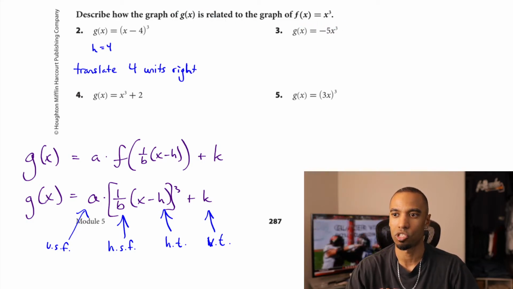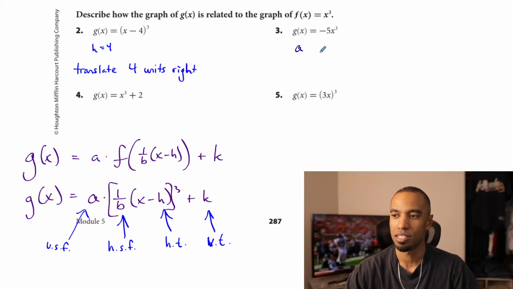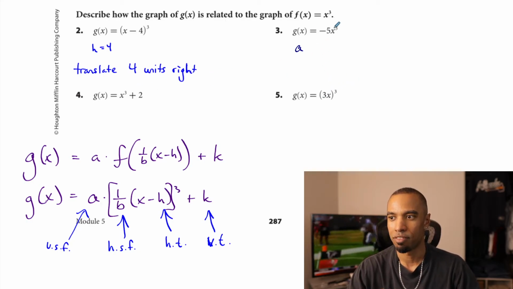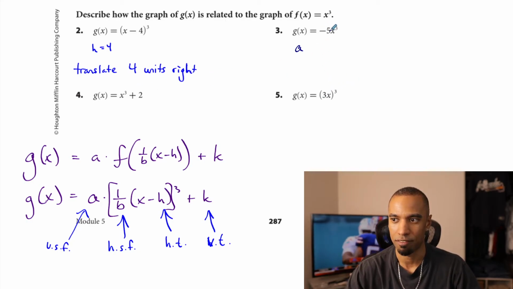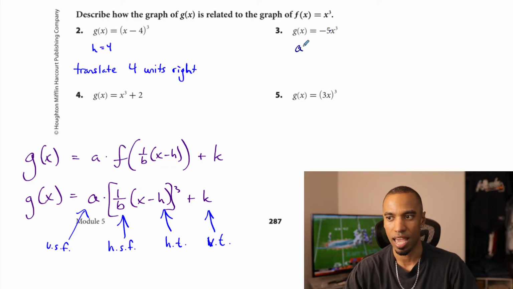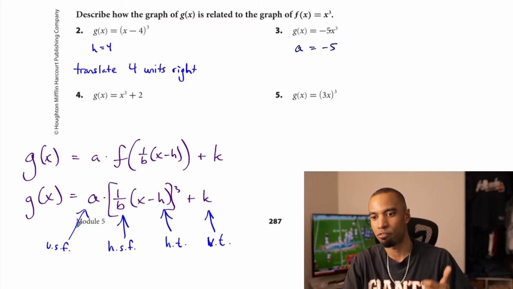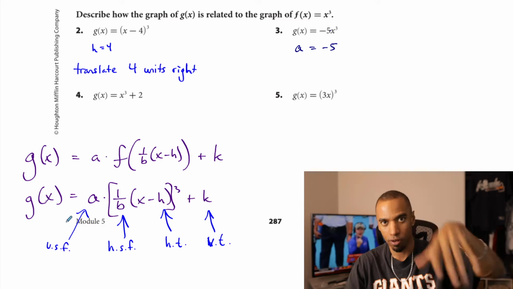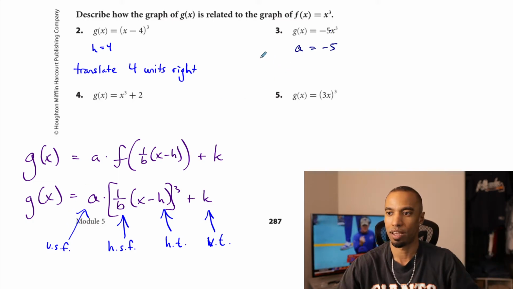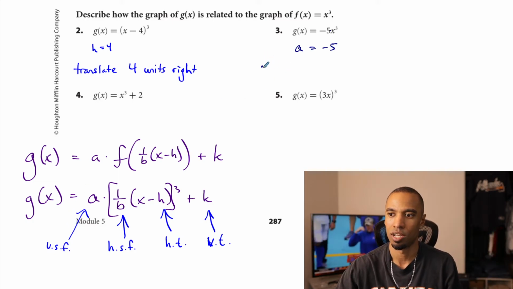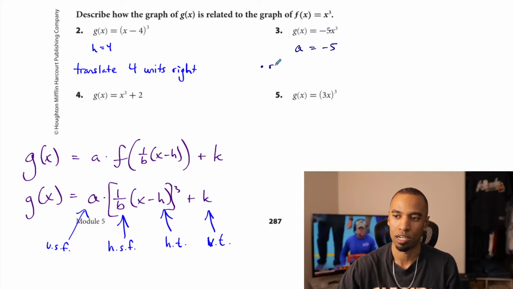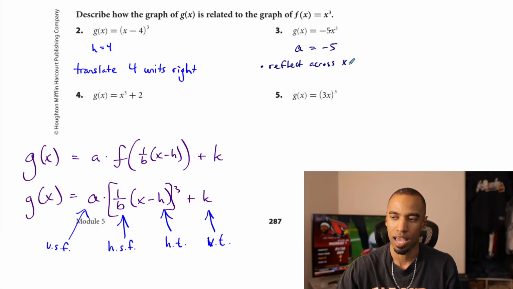This is in reference to our a value. Because this thing is outside of the cubed quantity, right? This is negative 5 times x cubed, just the x is being cubed. The a is negative 5. And with a being negative, that does mean that there is a vertical reflection here. A vertical reflection means we're reflecting across the x-axis here. So there are two things that are happening. Number one, we are reflecting this graph across the x-axis.